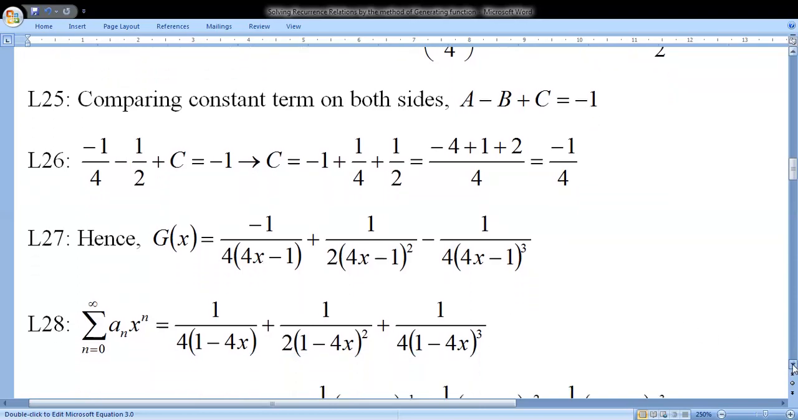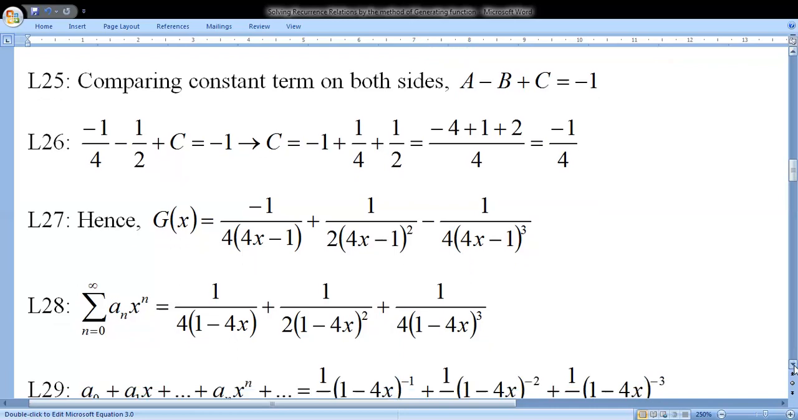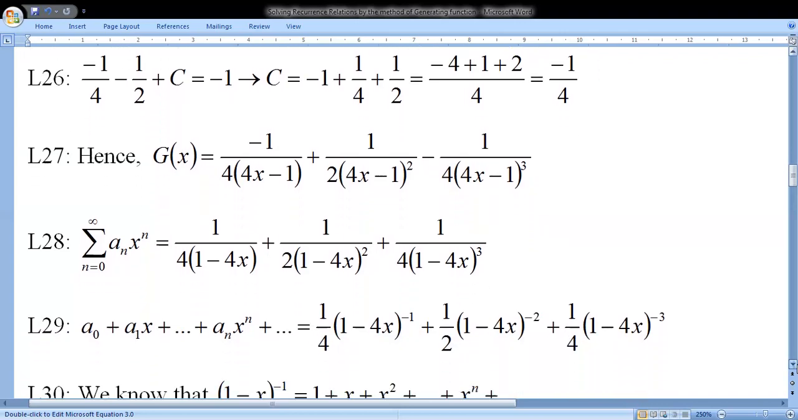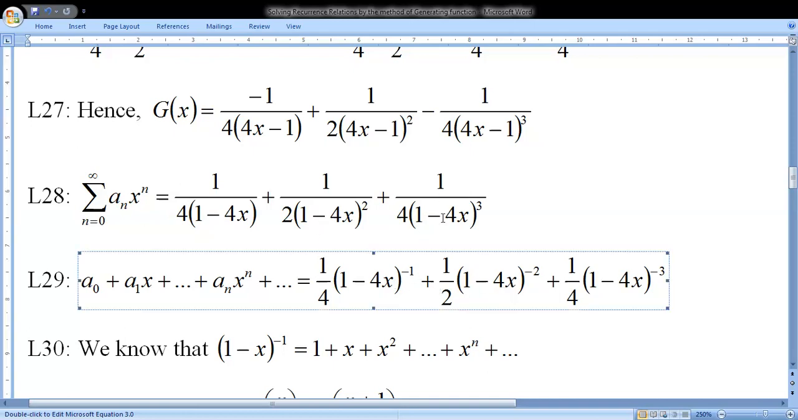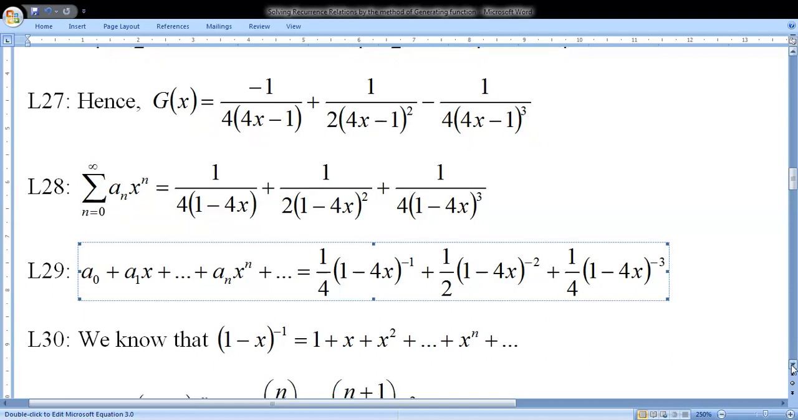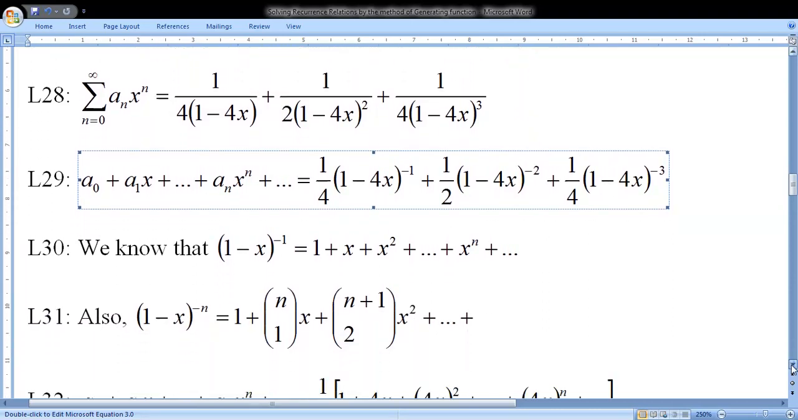In line number 28, I have written g of x as sigma n equals to 0 to infinity a n x power n. Okay. And in line number 28, RHS, I have taken minus terms and I have simplified. Okay. Now, in line number 29, I have expanded the left hand side of sigma. It is a naught plus a1x and so on a n x power n. In the right hand side, I have written 1 by a as a inverse and 1 by a square as a power minus 2 and 1 by a cube as a power minus 3. Okay. And we use some formulas here.